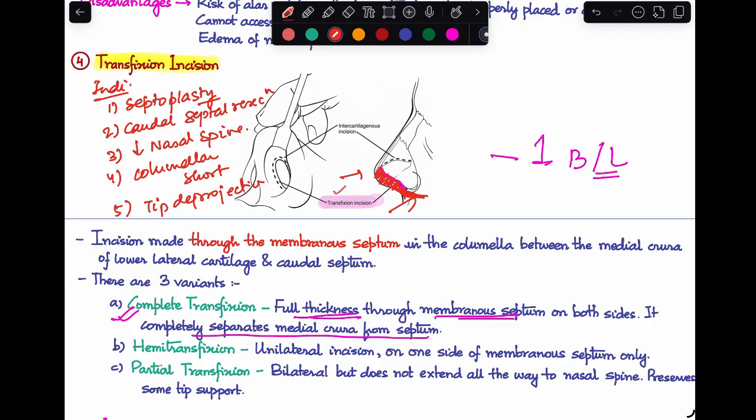Now, what are some advantages of using this incision? The first advantage is that we have excellent exposure to the septum, the caudal septum, and the nasal spine.